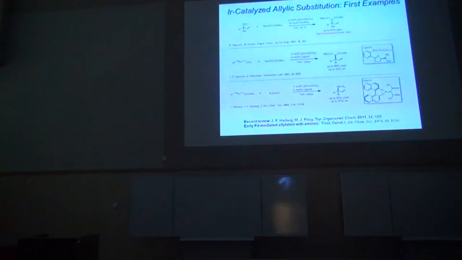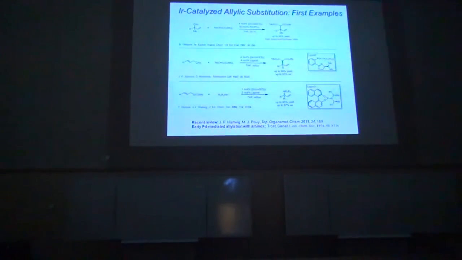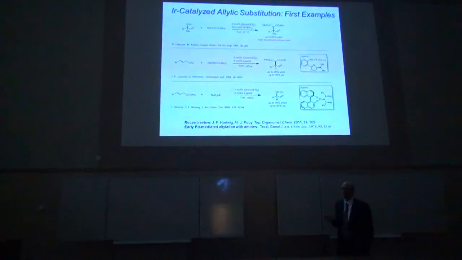First, a little bit of background. I show you here some of the developments that caught our interest and compelled us to work in this area. The first two examples were reported in 1997, the very top one by Takeuchi in Japan and the middle one by Helmchen. And they made the interesting observation that one can do allylic substitution reactions with iridium. But unlike palladium, iridium tends to give a very high branch to linear ratio. Moreover, unlike palladium, the reactions tend to be very convenient to execute.